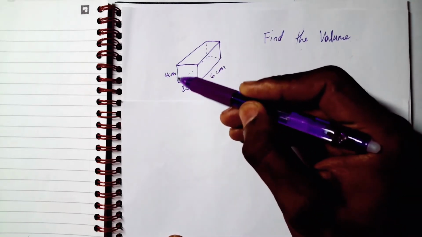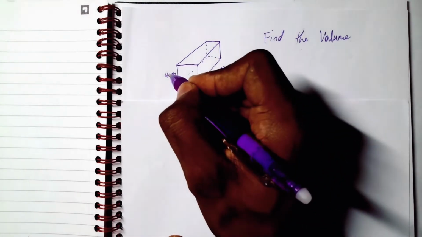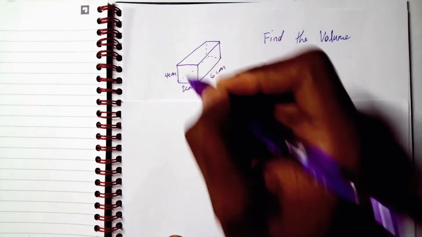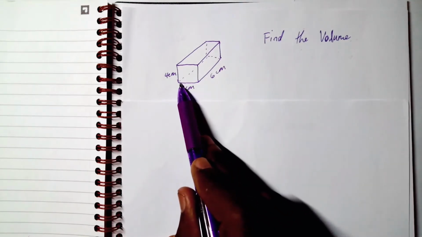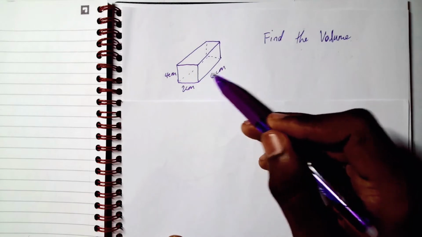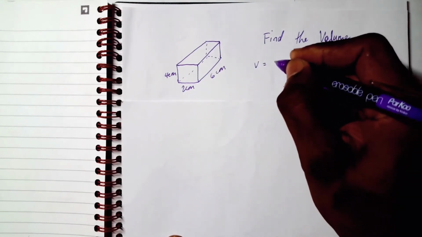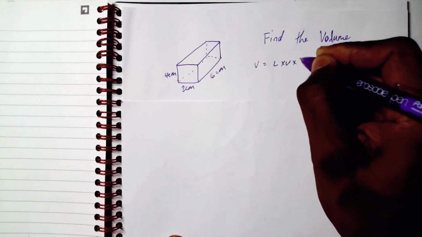And we have the height, which is 4 centimeters. The width, which is 2 centimeters. And the length, which is 6 centimeters. And the formula goes length times width times height.